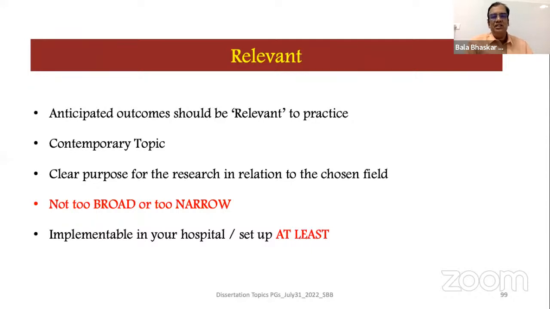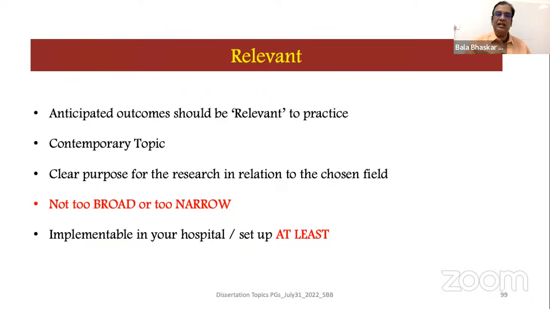Otherwise, I do something and it is forgotten. Of course, this is the way it happens in the majority of institutions nowadays. Relevance in terms of applicability in the institution doesn't happen. Everybody completes his thesis, a lot of hard copies are present in the department. Nowadays, hard copies are also not allowed. Soft copies are there, and it is just forgotten.